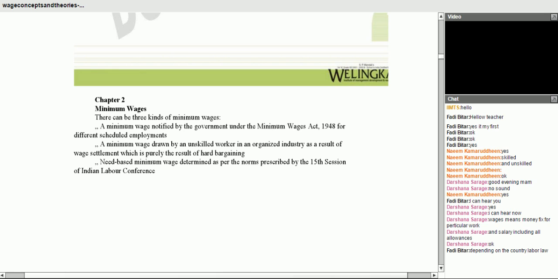Yes. So you are saying it depends on the country's labor law. Okay, that's correct. It depends on that, and the data for it is collected by the various international organizations. Like we have UNESCO, we have WHO. UNESCO, WHO, UNICEF, these are the international agencies which collect data for different countries, and based on that data, the minimum wages are determined.